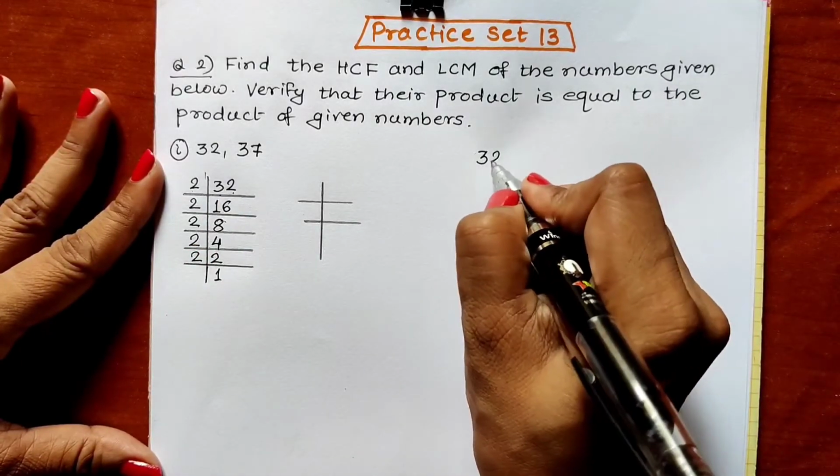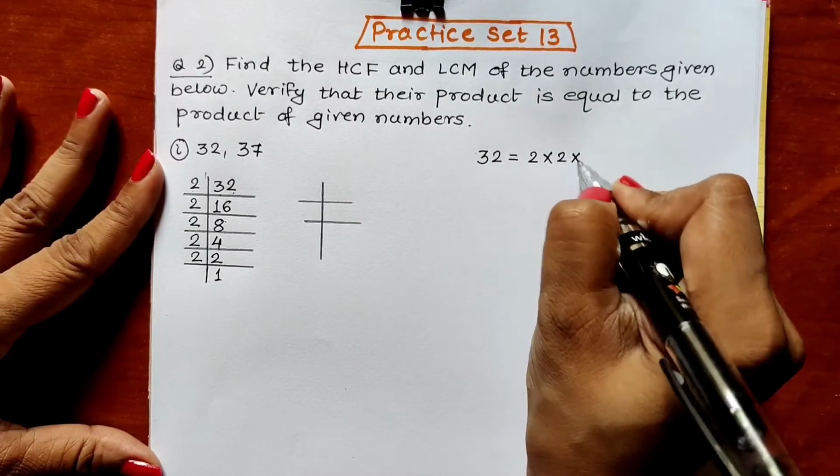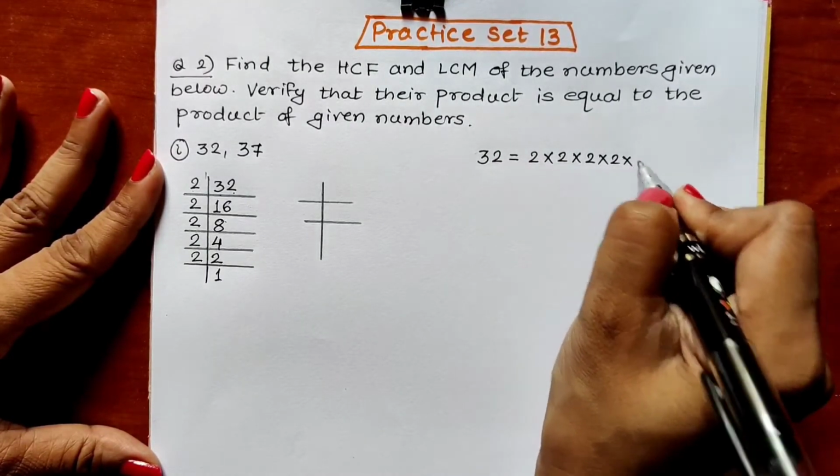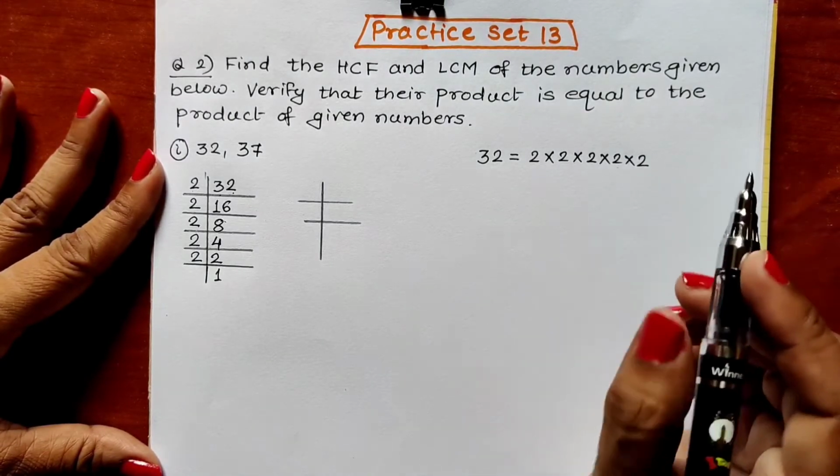Let us write the factors of 32: 2 into 2 into 2 into 2 into 2, that is 5 times 2. 2 twos are 4, 4 twos are 8, 8 twos are 16, 16 twos are 32.